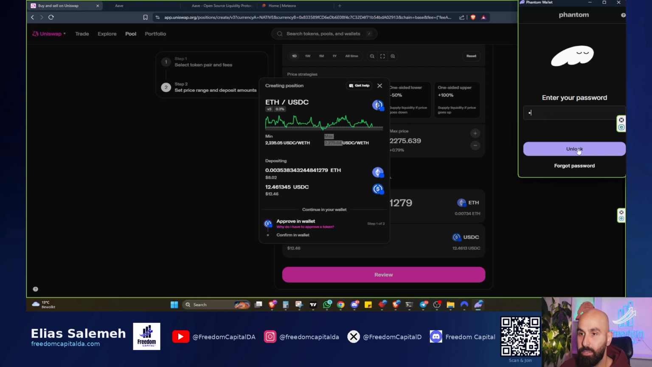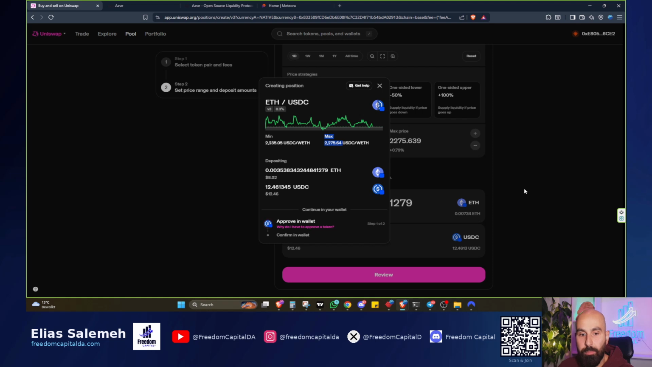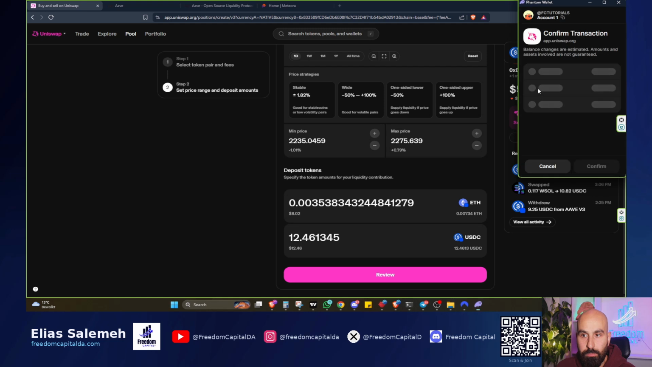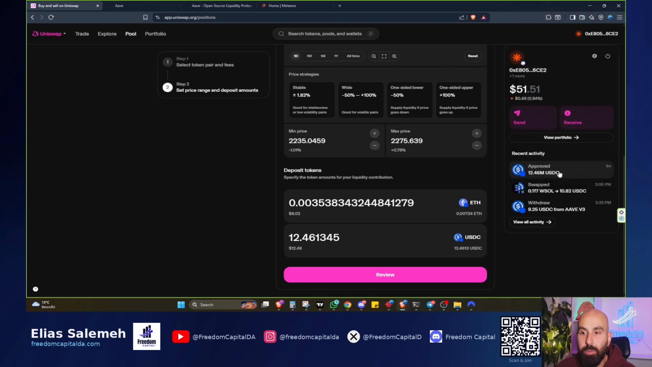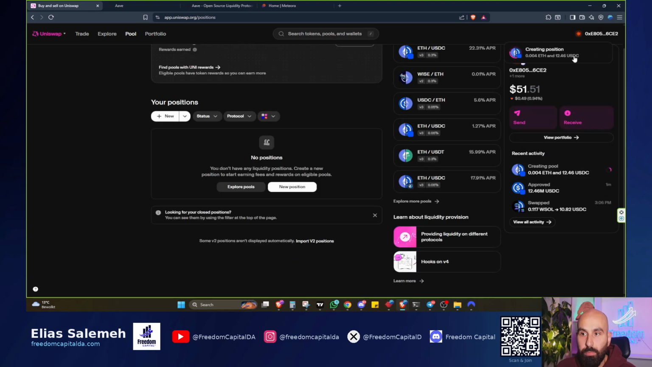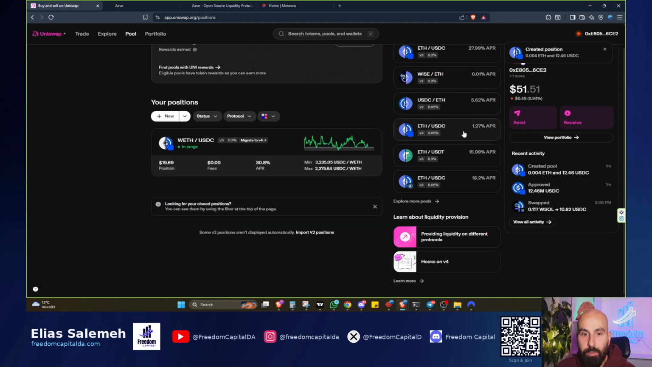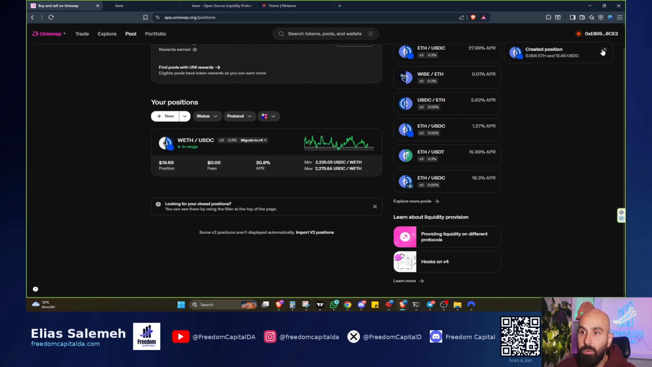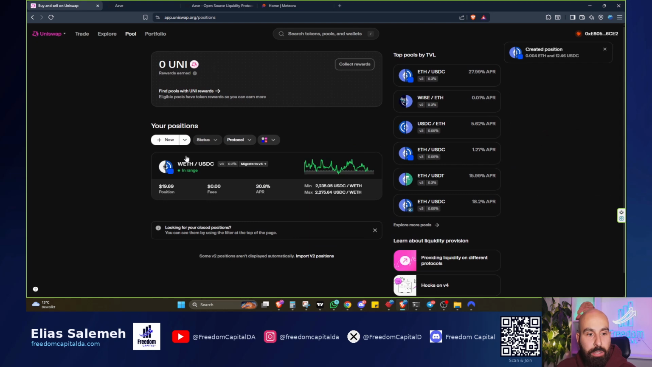I sign the transactions. Okay, confirm. So I have to approve first and then confirm again the deployment, two transactions. So the first one approved. That's the second one right now. I confirm. And I think my position is created right now. So you can clearly see it here. This is my position, $19 total, or almost $20, the total position in range at the moment.